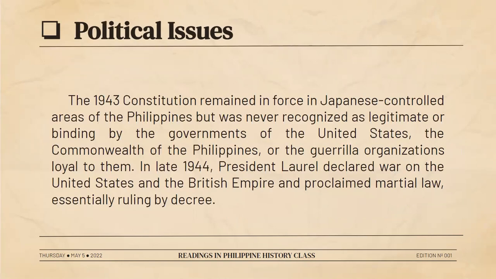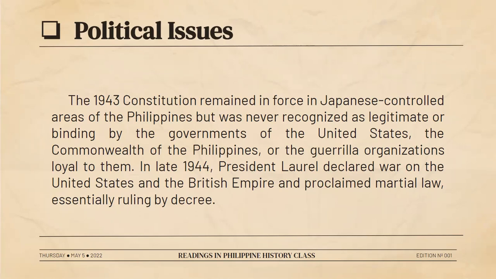Next. For political issues, the 1943 Constitution remained in force in Japanese-controlled areas of the Philippines, but was never recognized as legitimate or binding by the governments of the United States, the Commonwealth of the Philippines, or the guerrilla organizations loyal to them. In late 1944, President Laurel declared war on the United States and the British Empire and proclaimed martial law, ruling by decree. His government in turn went into exile in December 1944, first to Taiwan and then Japan.